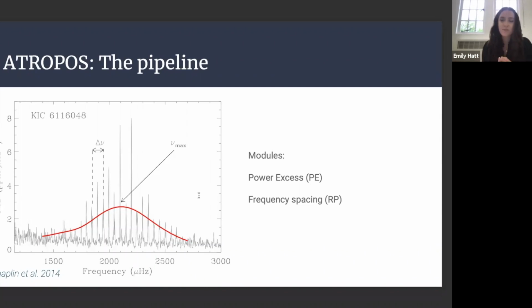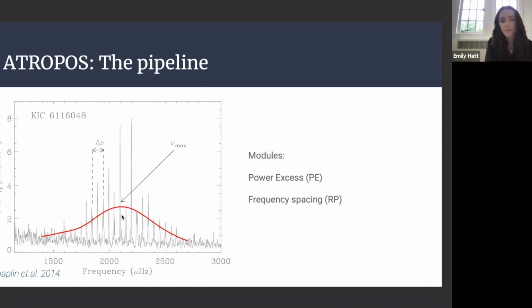But those 2 modules are inspired by some of the most fundamental properties of the solar type oscillator in frequency space. So I've got a diagram here. It's a spectrum of a star observed by Kepler, made by Chaplin et al. in 2014, but that highlights the 2 things that we're looking for here. So the first module, power excess, is looking for signatures of the power included in that Gaussian-like envelope that modulates the power of the modes. So we can look for signatures of that. And the second module, the frequency spacing module, is looking for signatures of the large frequency spacing, which is another unique identifier of the solar type oscillator.